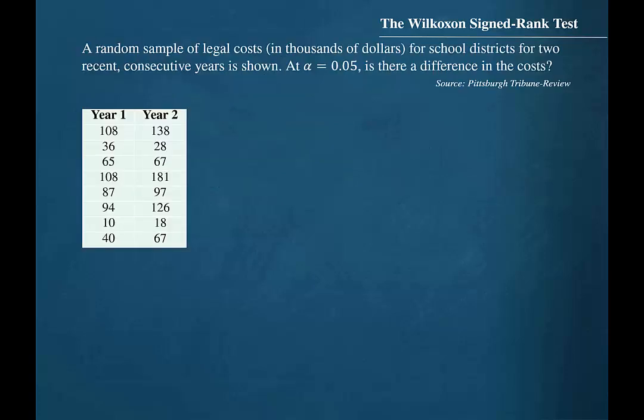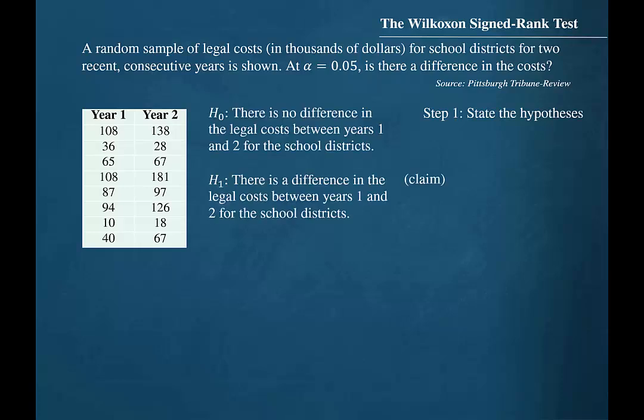A random sample of legal costs in thousands of dollars for school districts for 2 recent consecutive years is shown. At alpha equal to 0.05, is there a difference in the costs? Step 1 is to state the hypotheses.